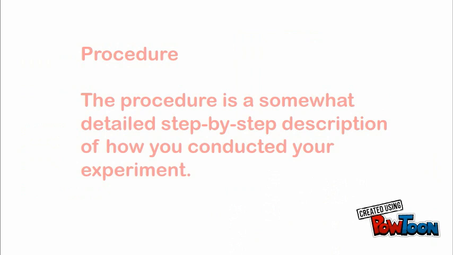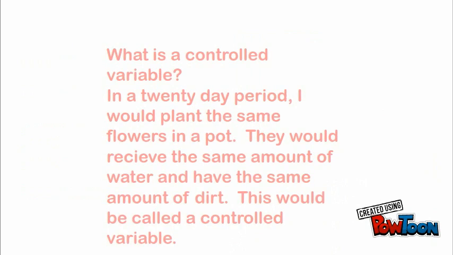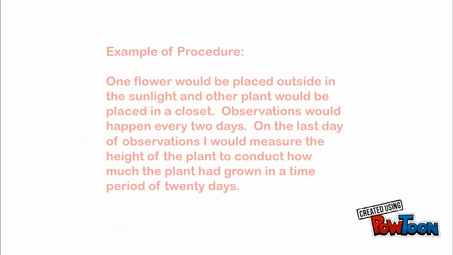Procedure. The procedure is somewhat of a step-by-step detailed description of how you conducted your experiment. So in my example, in a 20-day period, I would plant the same flowers in a pot. They would receive the same amount of water and the same amount of dirt, which is called a controlled variable. Everything is the same. One flower would be placed outside in the sunlight, and the other one would be placed in the closet somewhere that's dark.